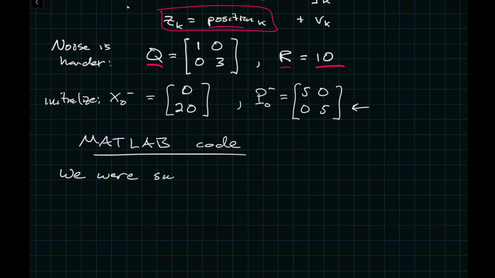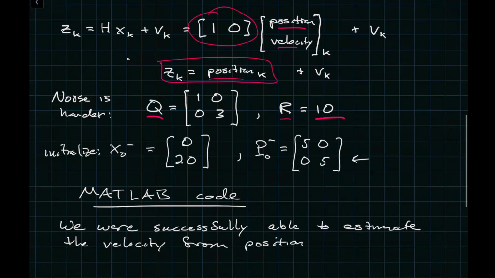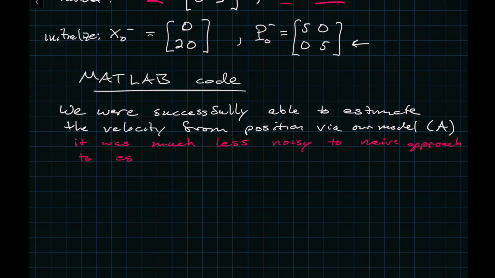So I guess we could say we were successfully able to estimate the velocity from position. The reason we were able to do that is because we have a good model. We know how position and velocity are related by our model, basically that A matrix. And it was much less noisy than a naive approach, maybe we'd say straightforward. I don't want to be insulting. What would our first guess be to estimating velocity? Which would be something like the velocity at time k is x at k plus 1 minus x at k divided by delta t. That's what I did for the second one, and you saw how noisy that was. Very noisy, because the measurements were noisy.